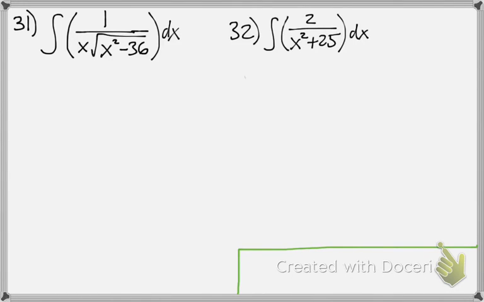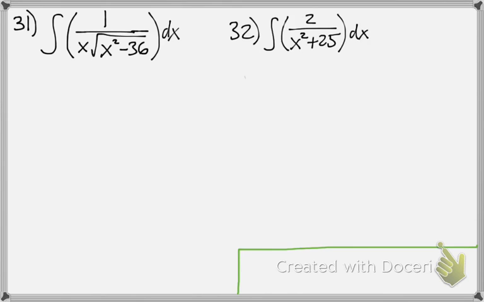So we also have integration rules for the inverse trig functions. Again, these are basically just the opposite of the derivative rules for the inverse trig functions. So let's look at 31. Try to match it up with one of the forms here.